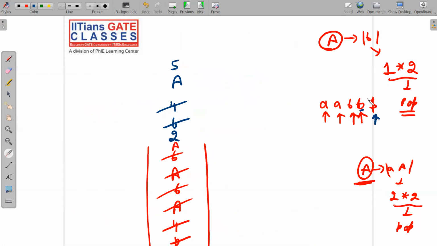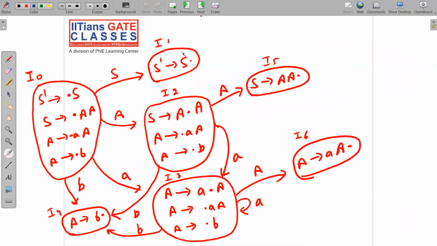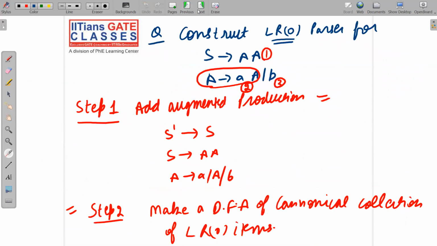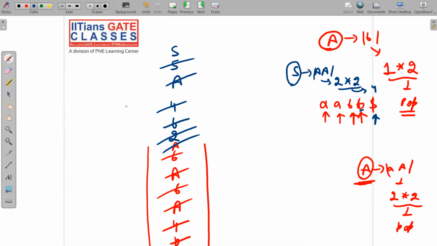Now I will say 5 on dollar. See here, 5 on dollar, so it is R1. What is R1? R1 was this: S goes to capital A, capital A. Length is 2. So that means 2 symbols will be popped off. Sorry, 2 multiplied by 2. Always we have to multiply by 2. So 4 symbols will be popped off: 1, 2, 3, and 4. And LHS will be pushed onto the stack. LHS is S. S will be pushed onto the stack.